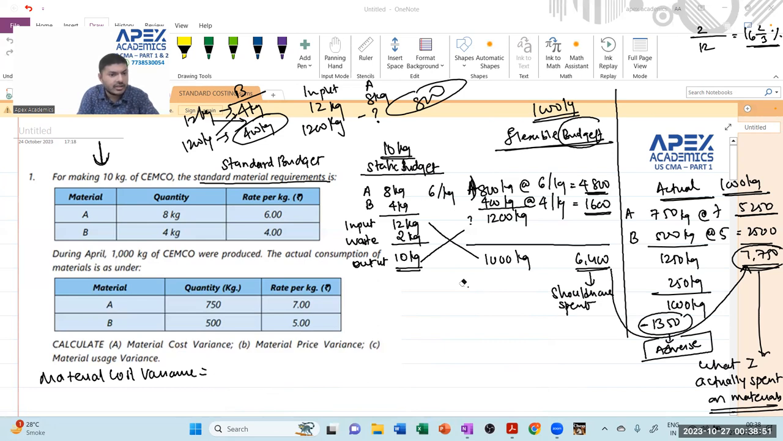So material cost variance is done. I hope screenshots have been taken.